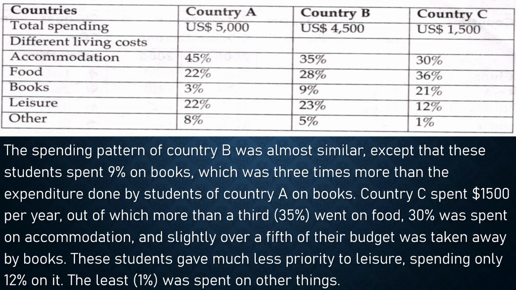Country C spent $1,500 per year, out of which more than a third, 35%, went on food, and 30% was spent on accommodation, and slightly over a fifth of their budget was taken away by books.